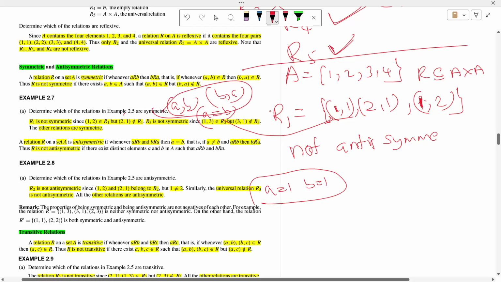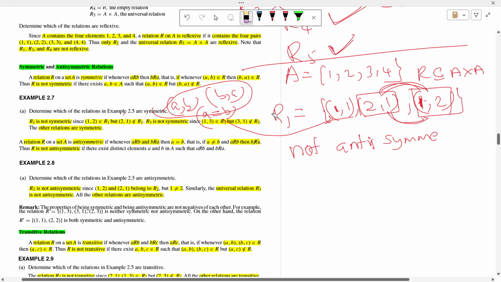If you look here, 2 comma 1, right? The swapped, opposite form is 1 comma 2, right? This is not because a is equal to b, since a is 2 and b is 1. So 2 is not equal to 1, but they have two opposite forms. Because of that, this is not antisymmetric, right?